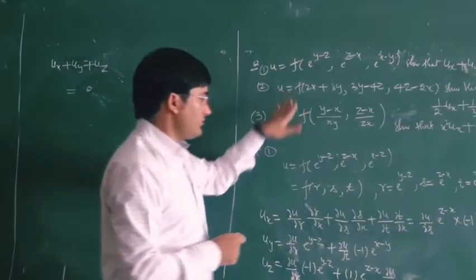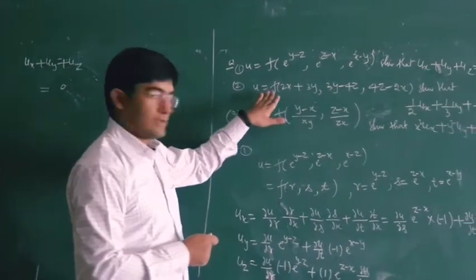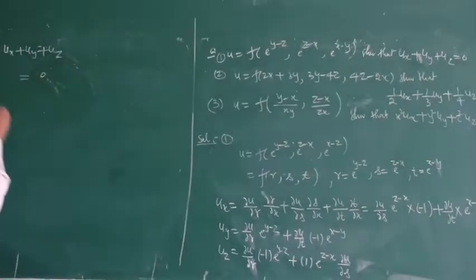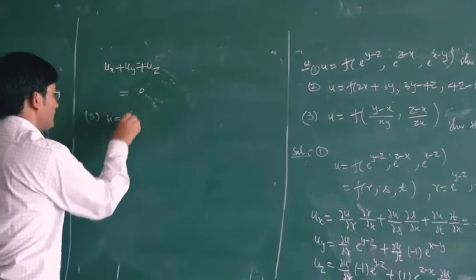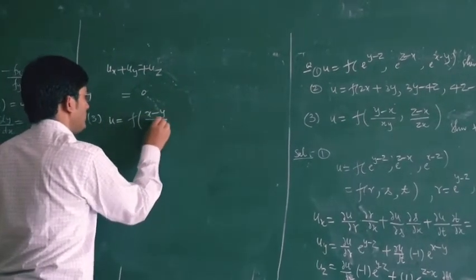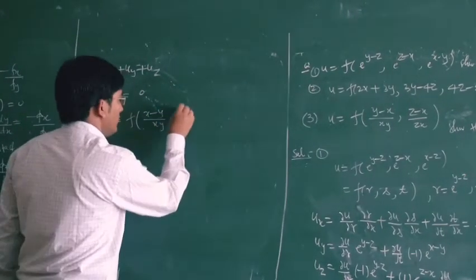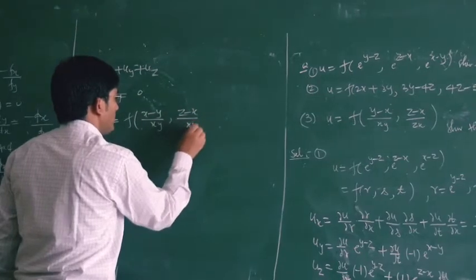Then the second part is similar to the first part, so I am not going into the second part. So let us solve the third part. In the third part we have u equal to a function of (x-y)/(xy), then (z-x)/(xz).